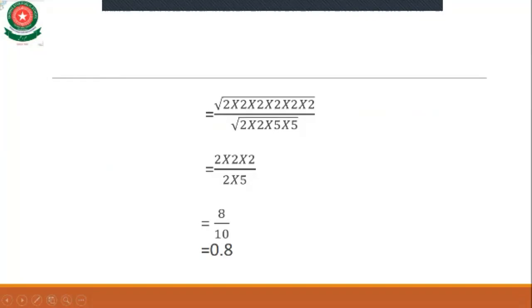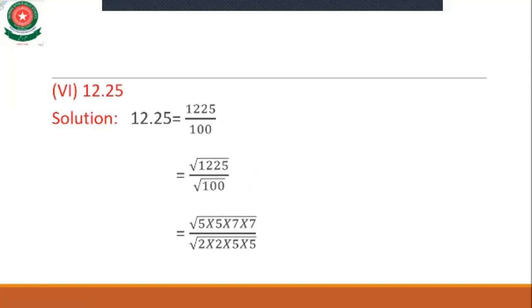2 2s are 4, 4 2s are 8. And in the denominator, we have given 2 multiply 5, which is equal to 10. 8 by 10. This 0 is used instead of 8, and this 1 is used for the point. So our required answer is 0.8. This is our required answer. Now we move towards question 1, part 6.